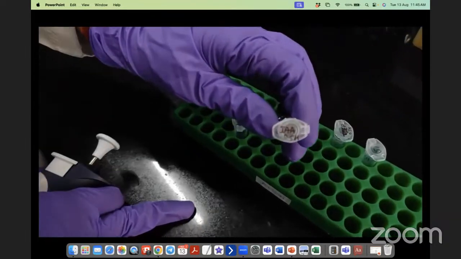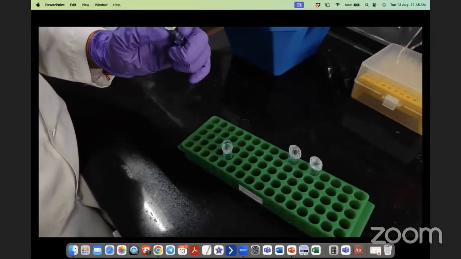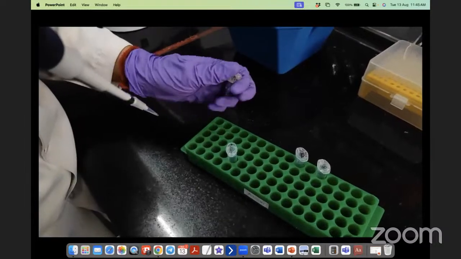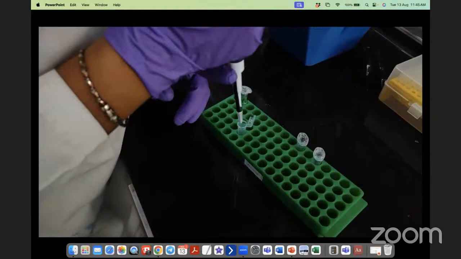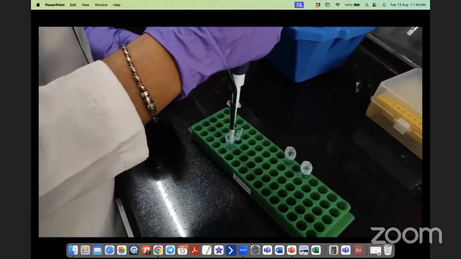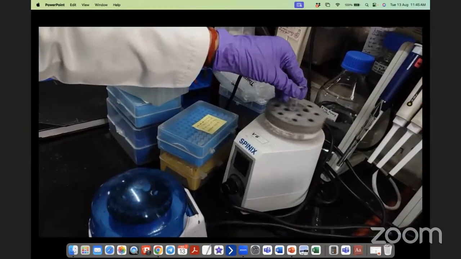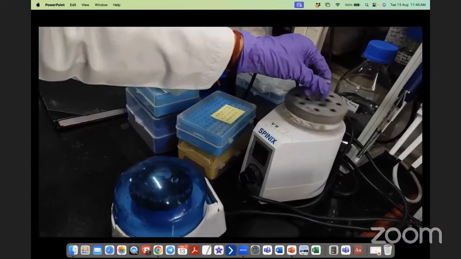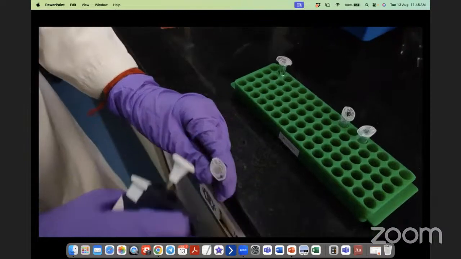So now it's time to alkylate the sample. For alkylation, iodoacetamide is used. Alkylation will block the thiol groups so that the disulfide bonds should not be reformed. After this, the sample is properly vortexed and spun. To perform efficient alkylation, the sample should be kept in the dark for 10 to 15 minutes.